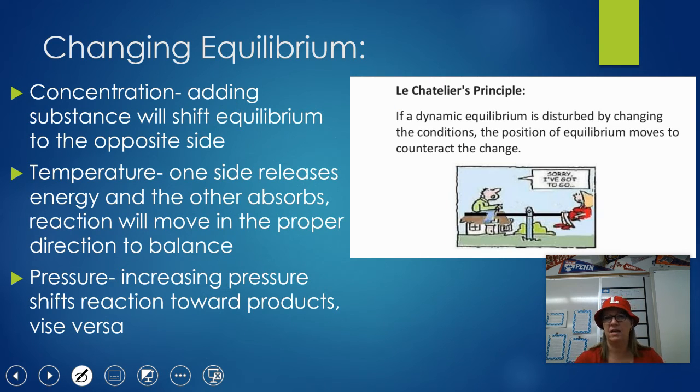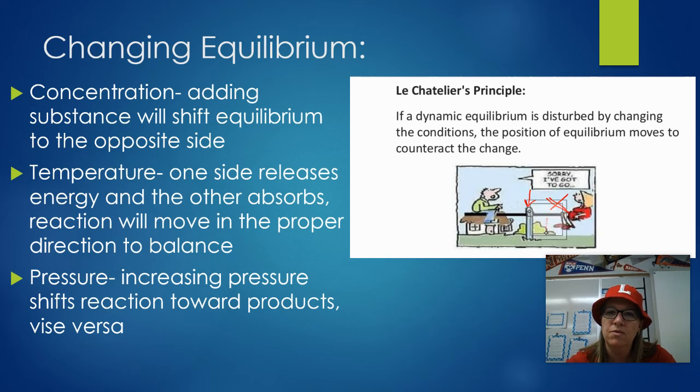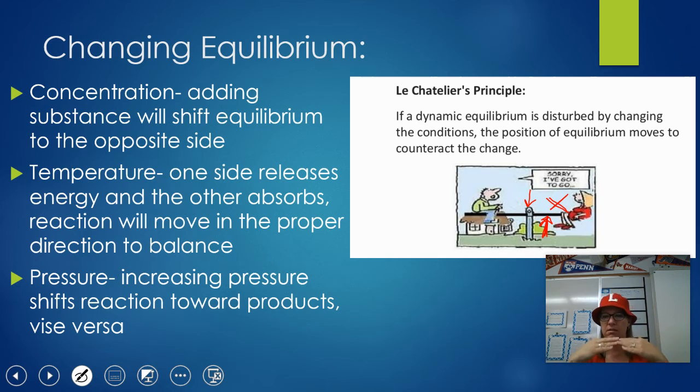So we can change that equilibrium, and you can think of this as a teeter-totter, okay? And this is known as Le Chatelier's principle. I'll just read it to you. It says, if a dynamic equilibrium is disturbed by changing the conditions, the position of equilibrium moves to counter the change. So think of this teeter-totter here, okay? This is called the fulcrum. Right now, they're totally balanced. If I add another person right here, the teeter-totter is going to tip, right? And so I would have to move the fulcrum to a different location in order to rebalance the teeter-totter.